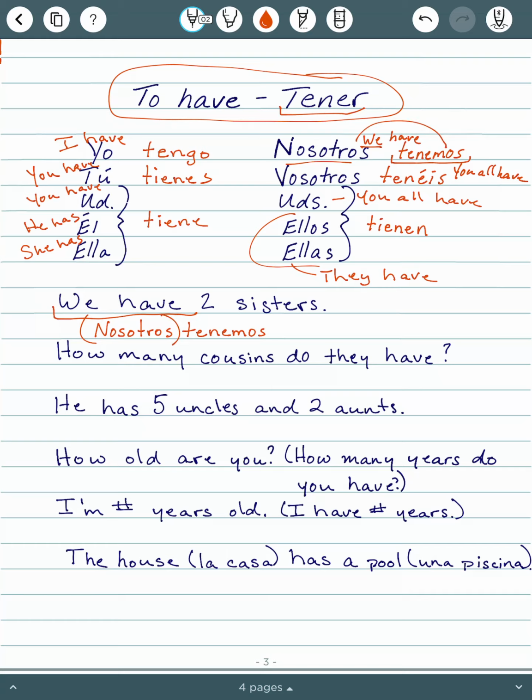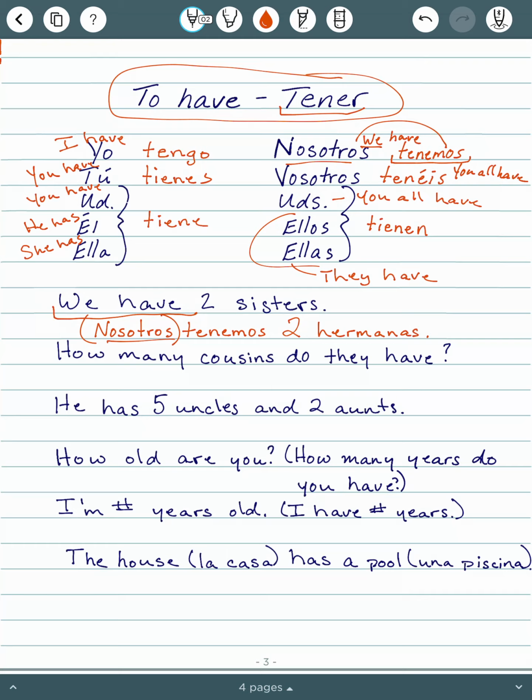Tenemos only goes with nosotros, so I know exactly who we're talking about. So I can say tenemos dos hermanas, or I can say nosotros tenemos dos hermanas. Either way is right. Let's look at this next one.